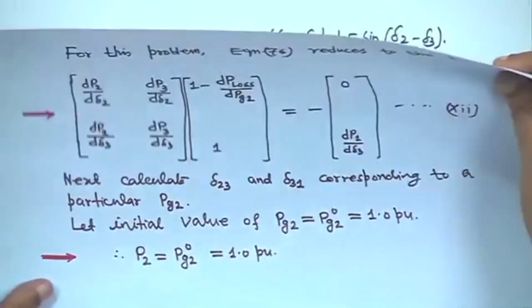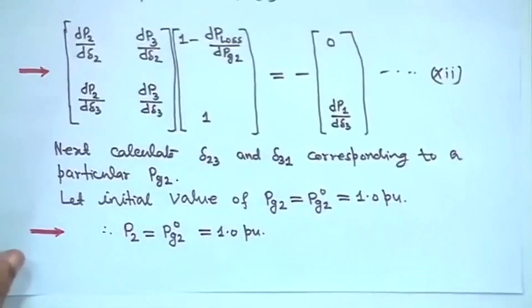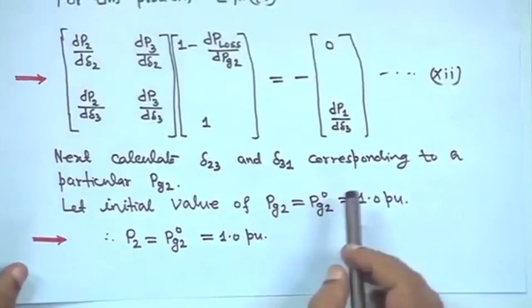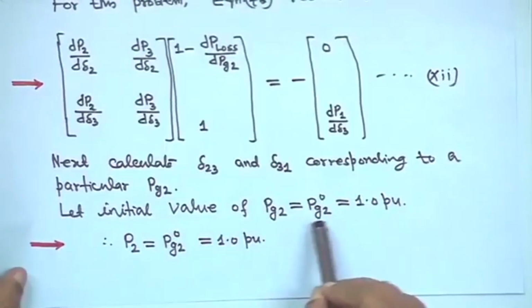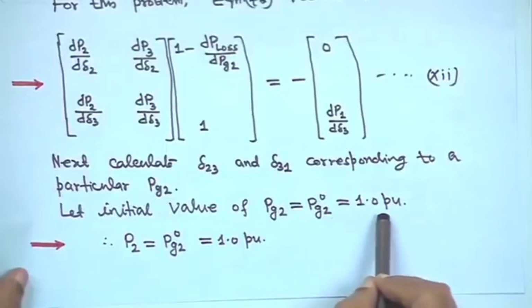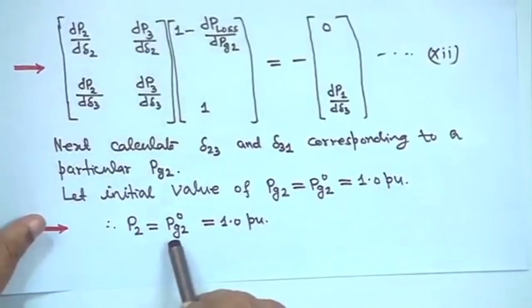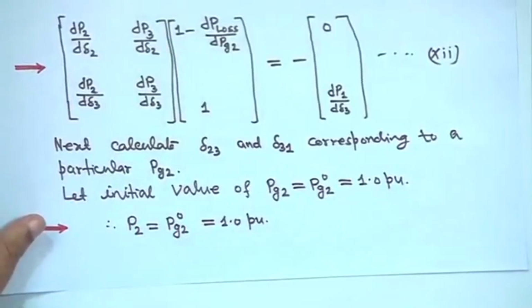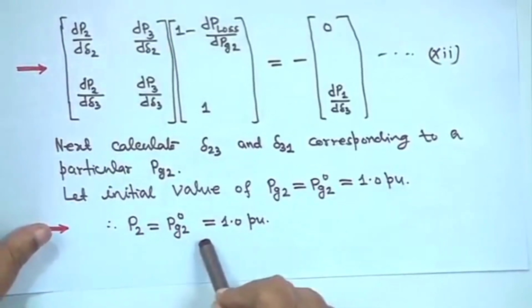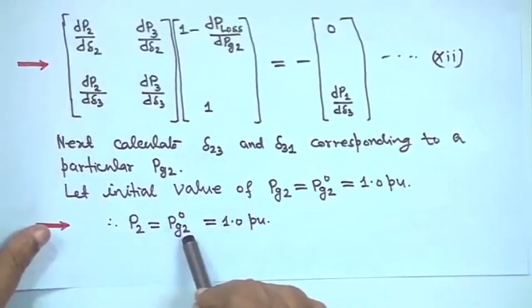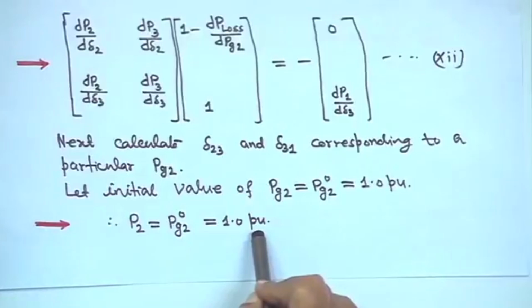So, because bus 1 is a slack bus, bus 2 is a generator bus and bus 3 is a load bus only, you assume initially, say, Pg2 = Pg2(0) = 1 per unit. Let us assume this, right. Therefore, P2, the power injection at bus 2, is equal to Pg2 minus PL2. There is no load at bus 2, so P2 is equal to Pg2(0), which is 1 per unit, right.